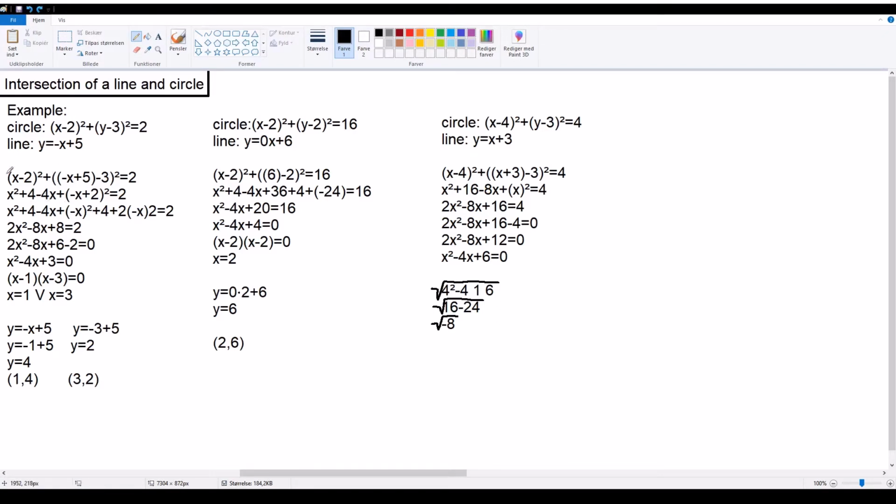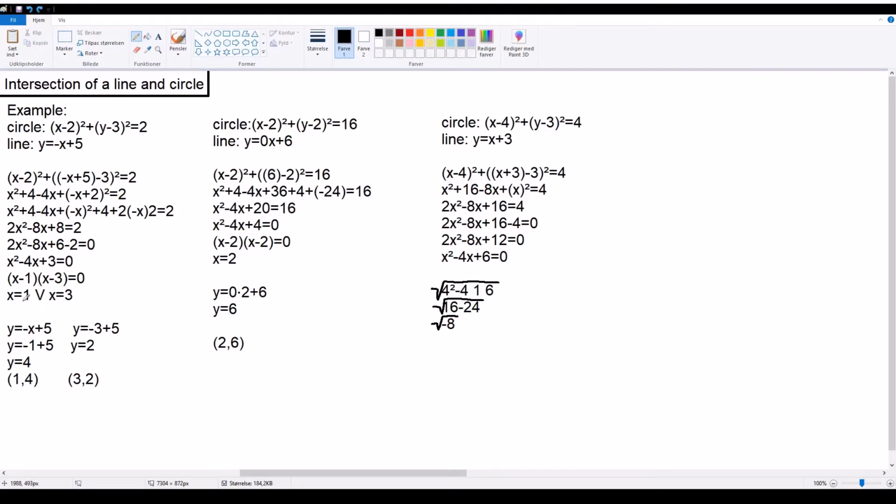So we expand this bracket here and get this result, and we simplify this over here, then we expand over here, then we simplify and simplify and simplify until we end up with a quadratic equation where x can either be equal to 1 or equal to 3. These two x's are, not so coincidentally, the x values for both intersections of this line.